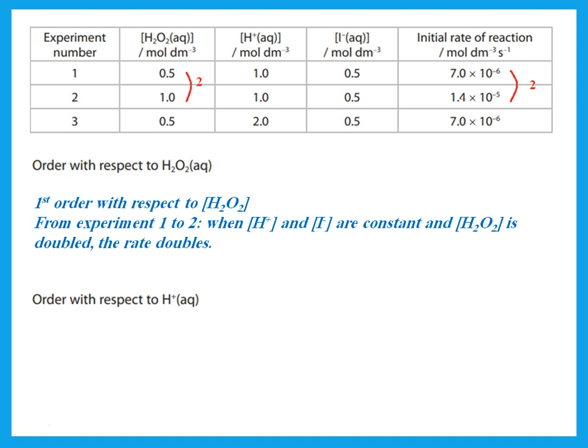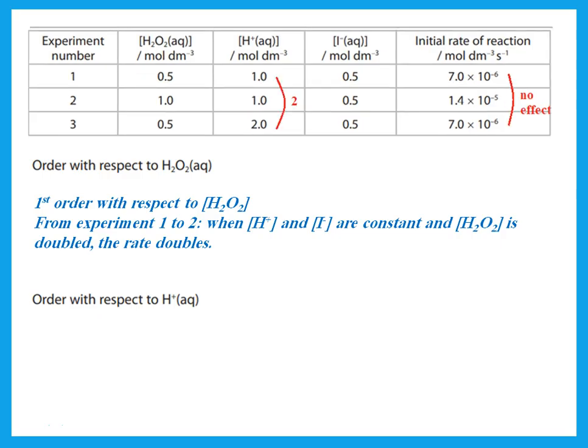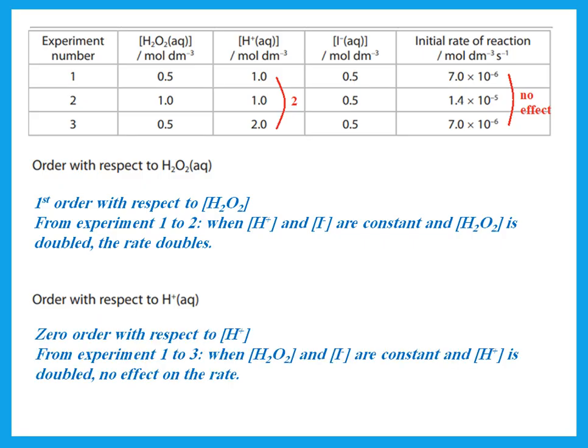What about H plus? Well, we take a look at two experiments in which the H plus is changing, the others are constant. From experiment 1 to 3, the H plus is doubling. What is happening to the rate? There is no effect on the rate, and that means it is zero order with respect to H plus. Do we understand this?